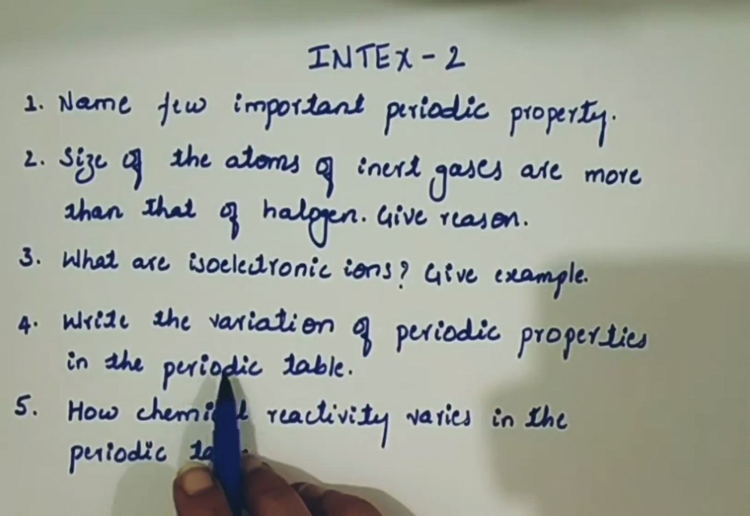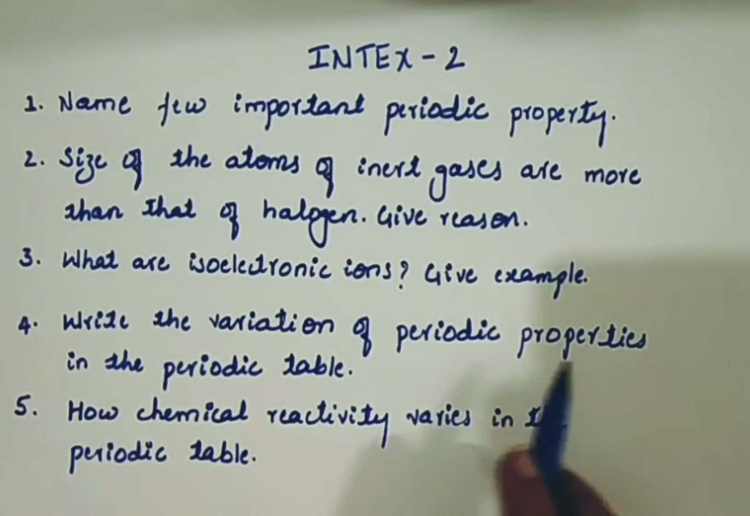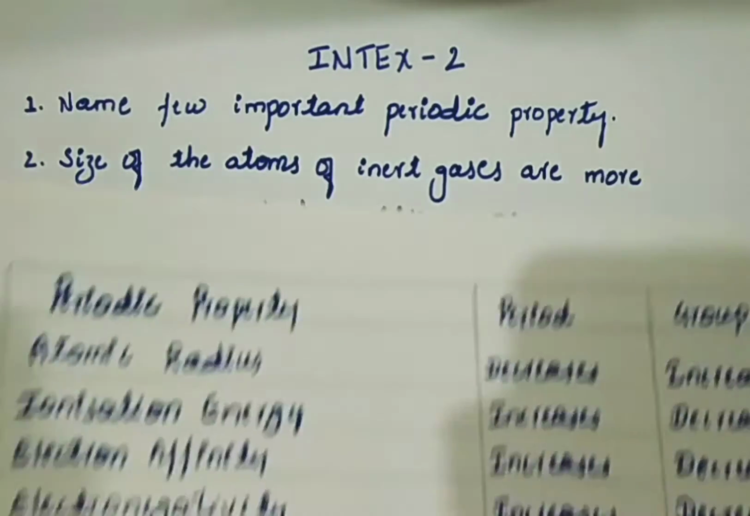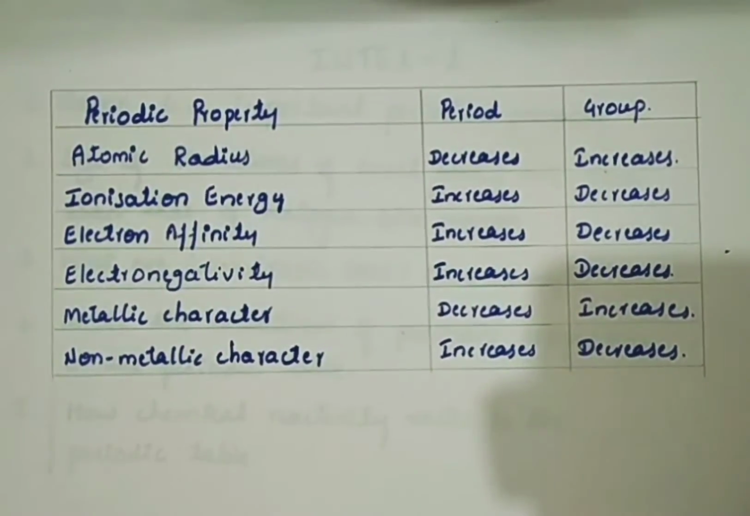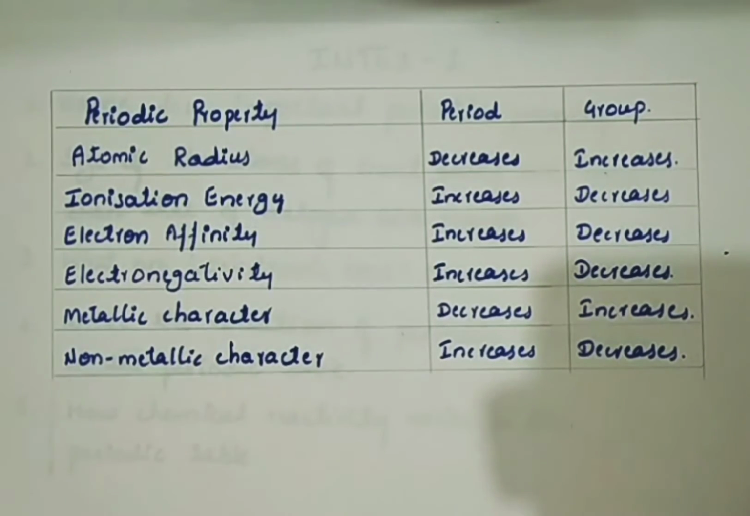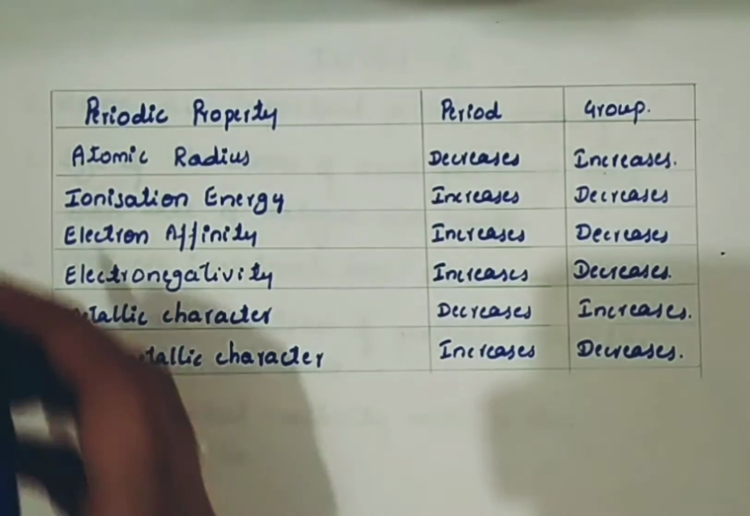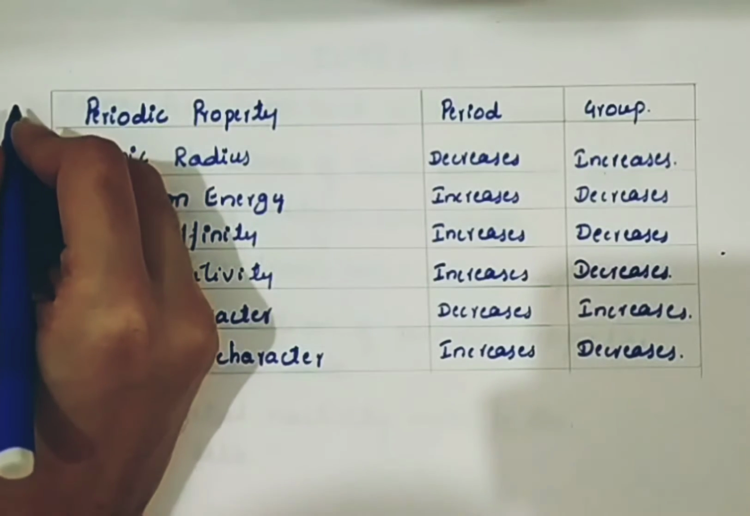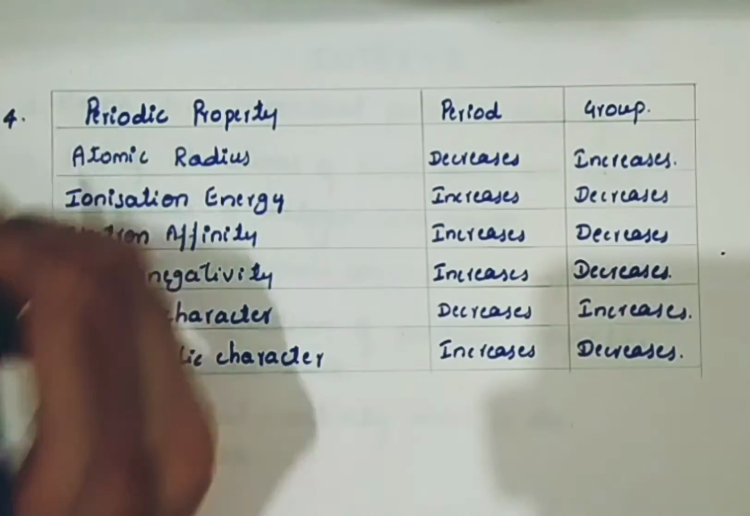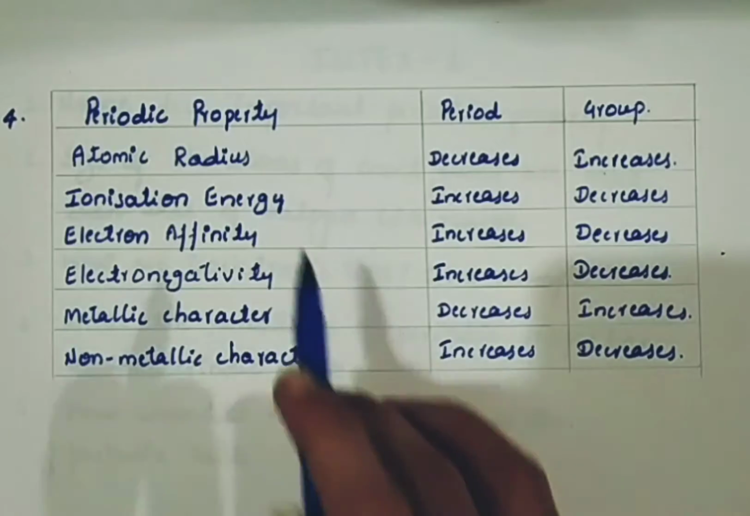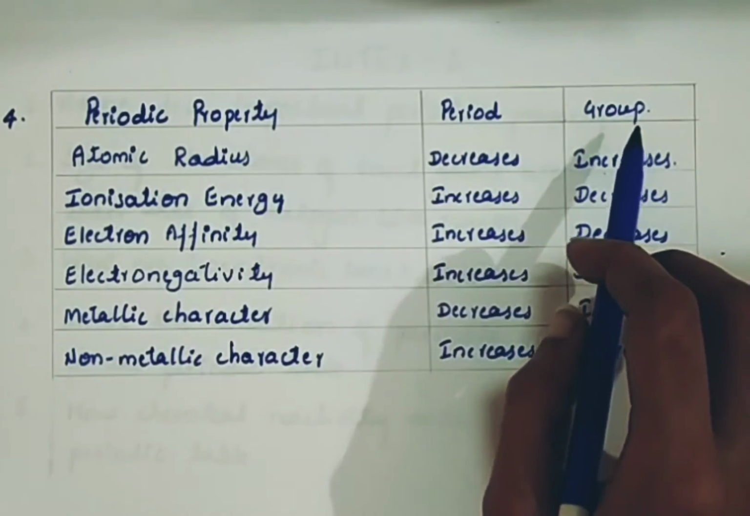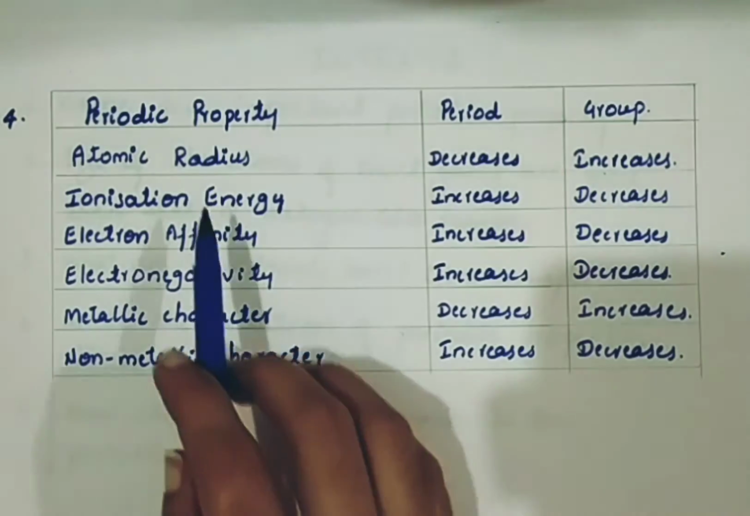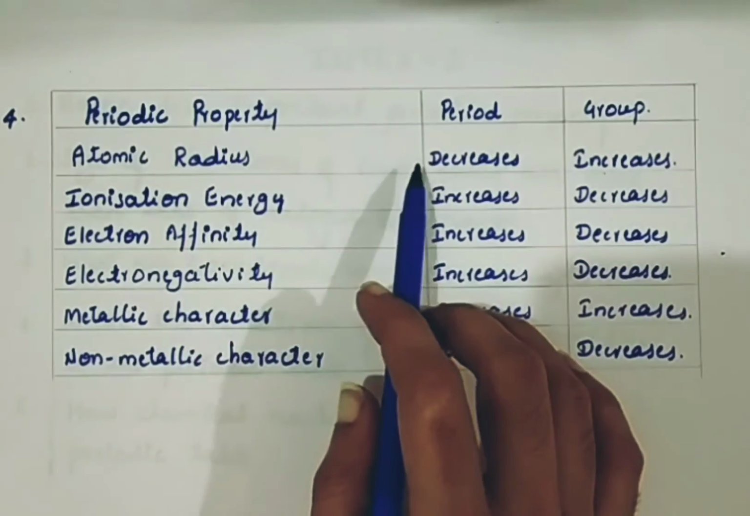Okay, next question, fourth one. Write the variation of periodic properties in the periodic table. Let us consider this table. In the first column, the periodic property is written. In the second column, how it varies in the period. In the third column, how it varies down the group. The first one is atomic radius.